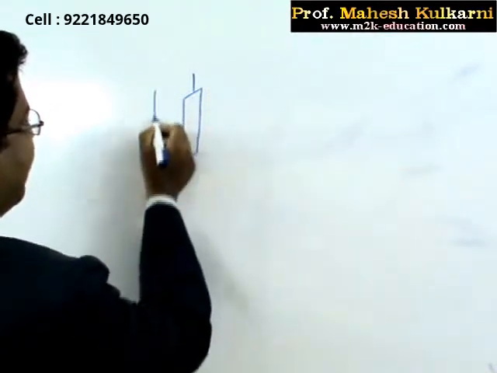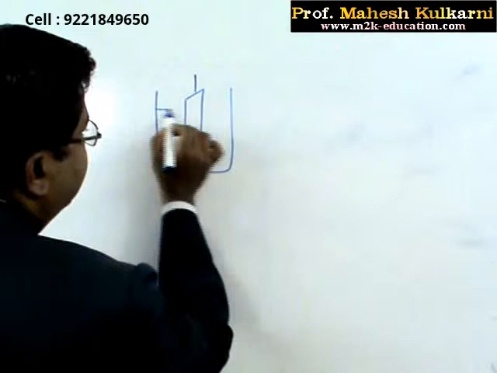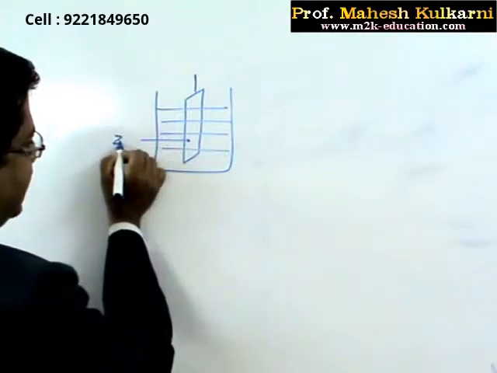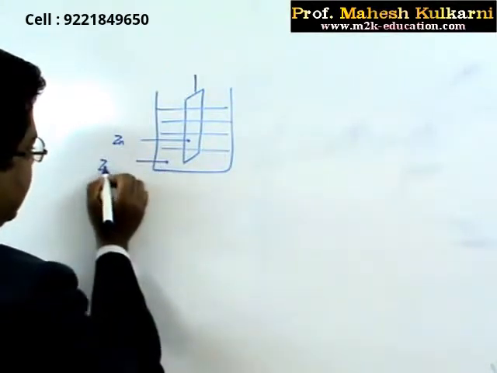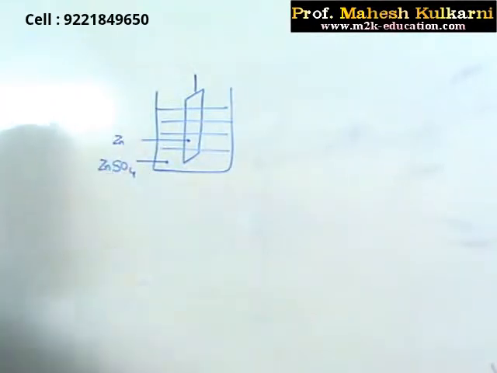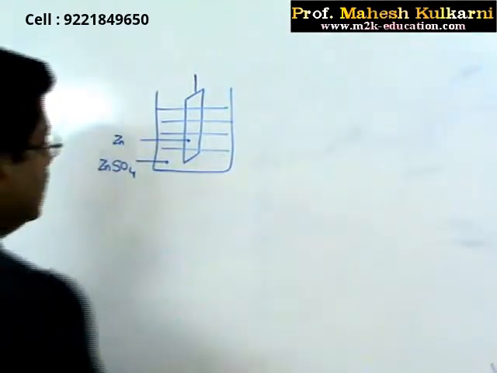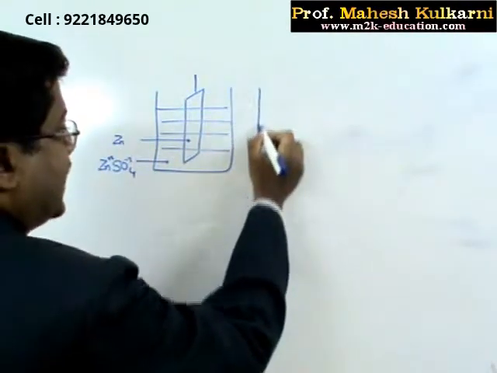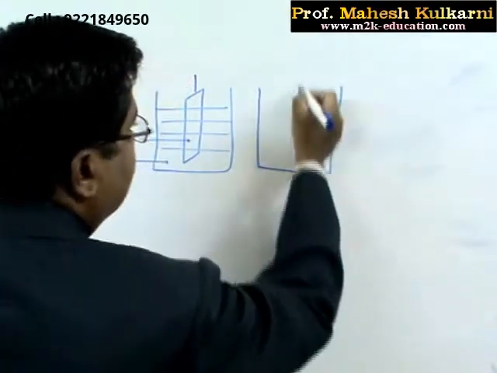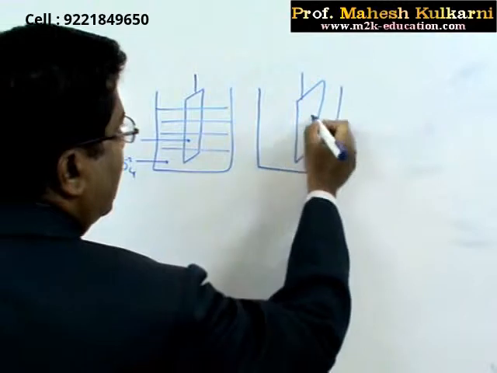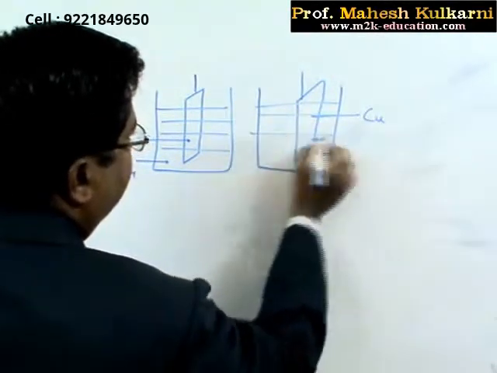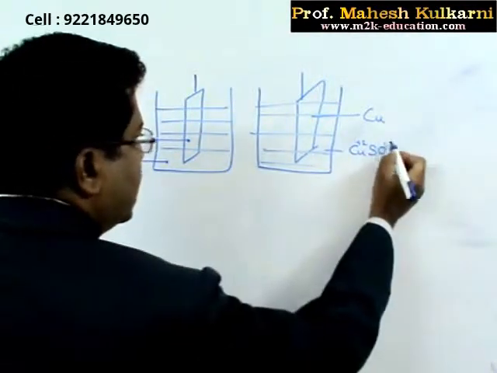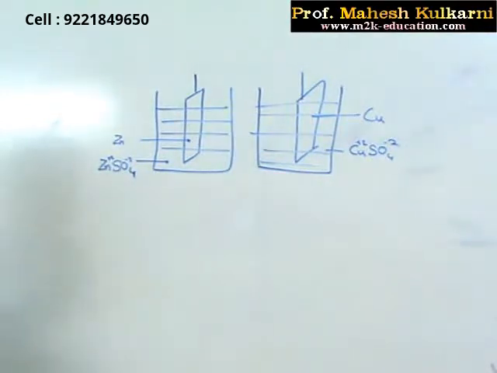that is dipped in zinc solution. Say, for example, I am taking metal zinc, whereas the solution is ZnSO4, that is zinc sulfate solution, in the form of Zn plus 2 and SO4 minus 2. In another compartment or vessel, I am taking a copper plate, which is in contact with copper sulfate solution, so Cu plus 2 and SO4 minus 2. So these are in contact with each other.